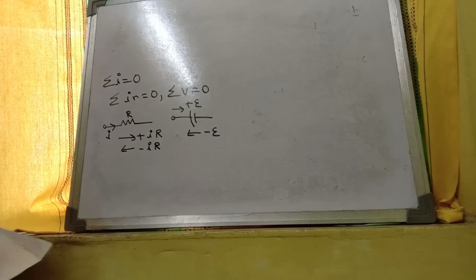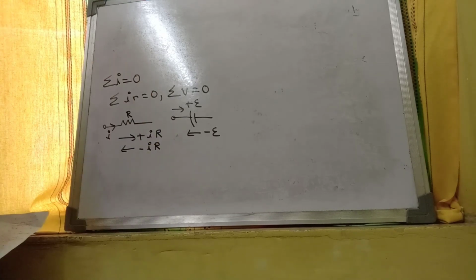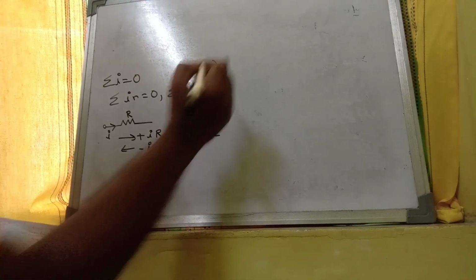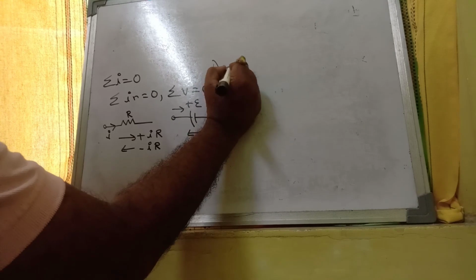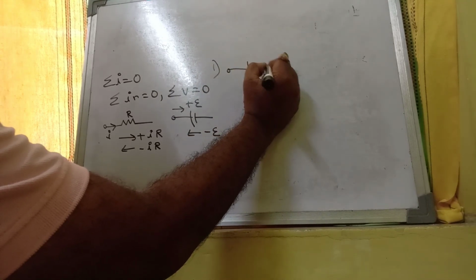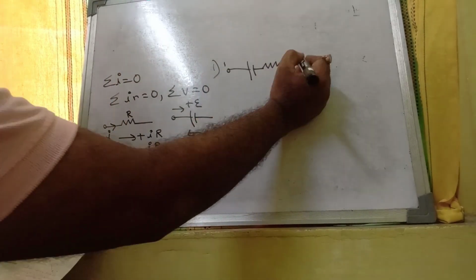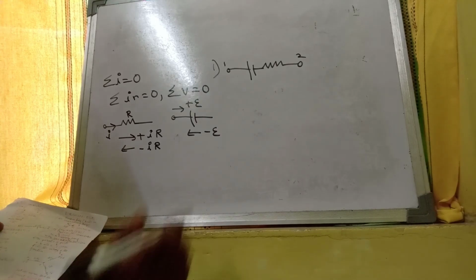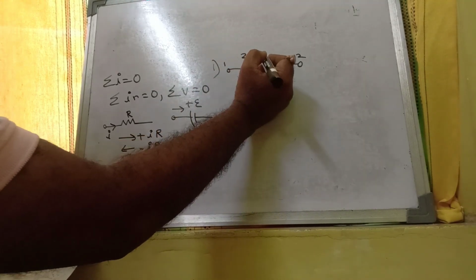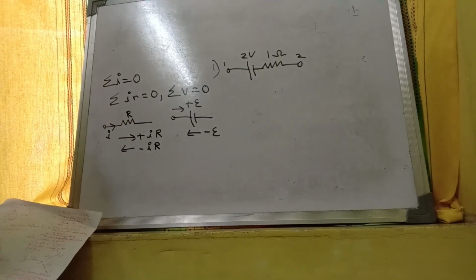Now I am doing certain numericals to explain this, to find the voltage drop or the potential difference. Let me do this. So first sum, I am drawing a circuit. This is point 1, this is point 2. This is 2 volts there, and 1 ohm resistance.